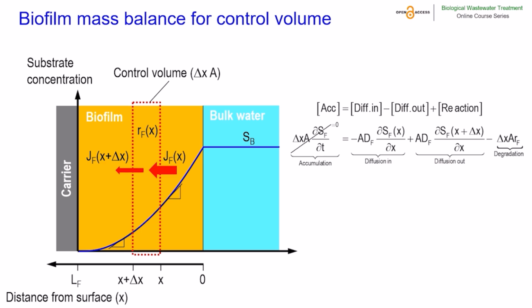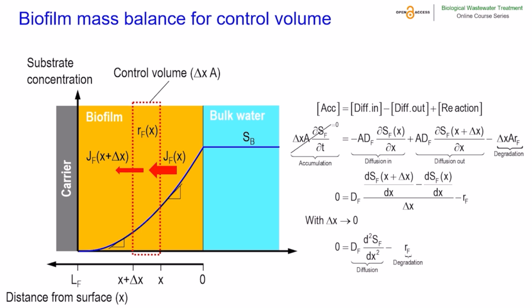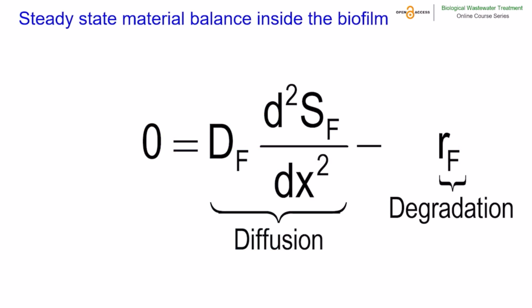We can rearrange this equation now assuming steady state. If we then let delta x go to zero, we obtain the mass balance for mass transport within the biofilm for steady state conditions. The first term in this equation considers changes in the substrate flux at location x. This is represented now by the second derivative of the substrate concentration. The second term is the substrate degradation at location x. We will be using this equation throughout the course. Thus, here is a larger version so that we can remember it well.